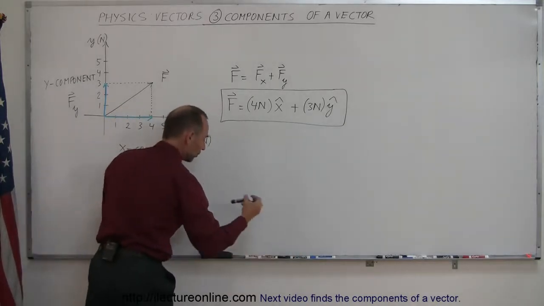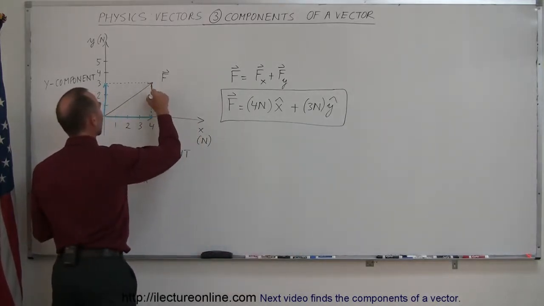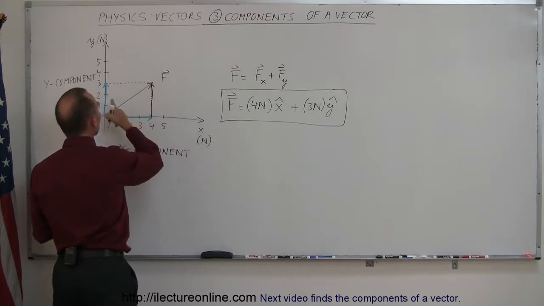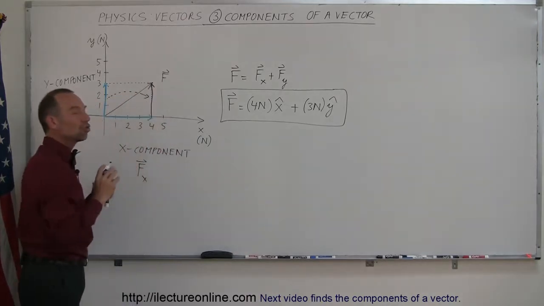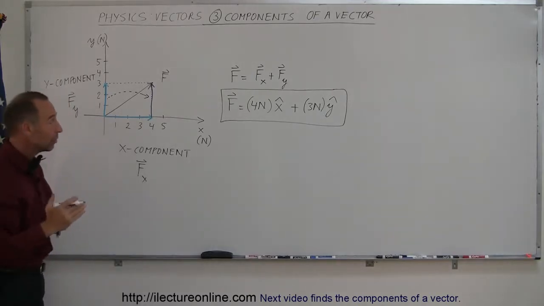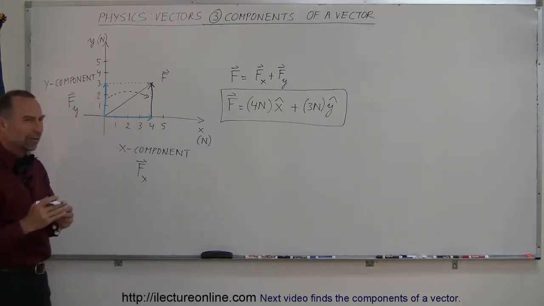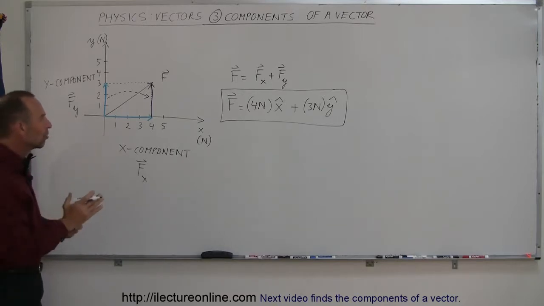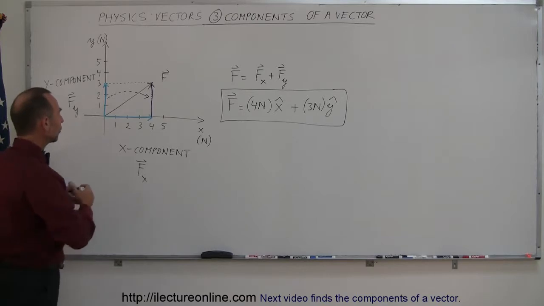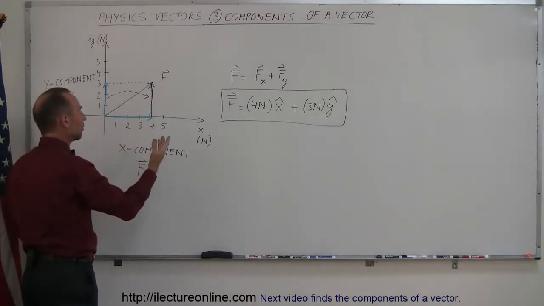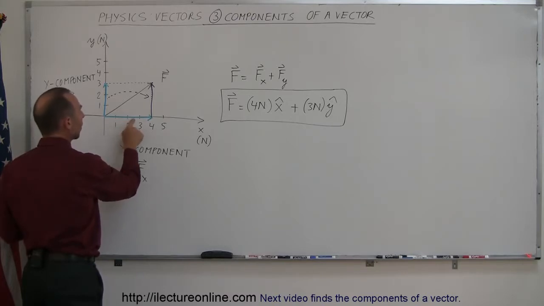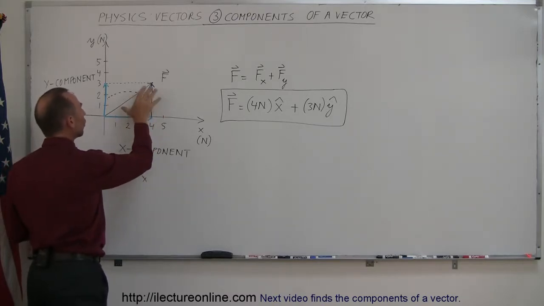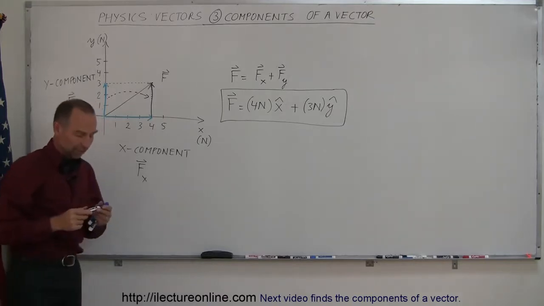So let me use purple. Hopefully this pen works. There it is. So now what I've done is I've moved this vector over here, and I haven't changed anything. It still has the same magnitude, it still has the same direction. So it looks like vectors don't depend upon where they're situated, only in which direction they're acting and how big they are. Now notice I have a triangle here, and using the Pythagorean theorem, I can say that the magnitude of the x component squared plus the magnitude of the y component squared should equal the magnitude of the vector itself.